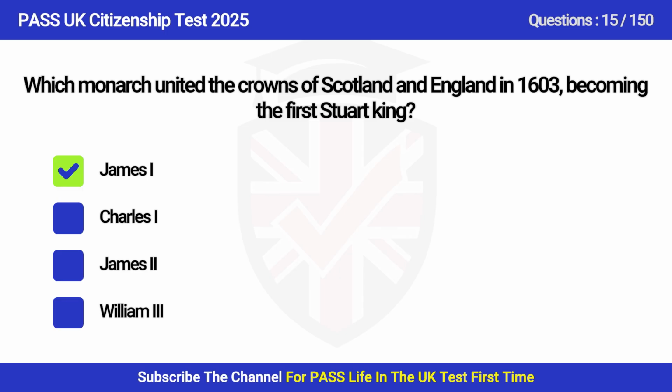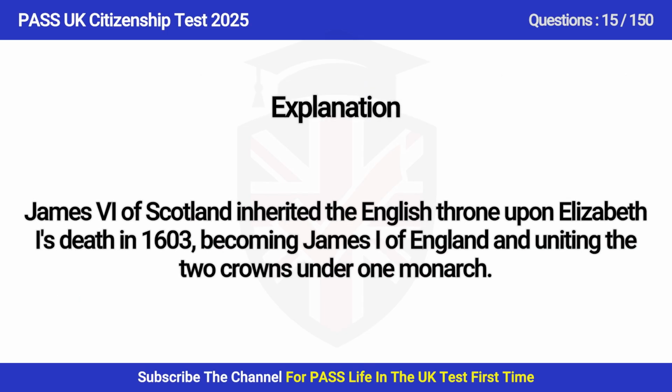Answer is A. James I. James of Scotland inherited the English throne upon Elizabeth I's death in 1603, becoming James I of England and uniting the two crowns under one monarch.